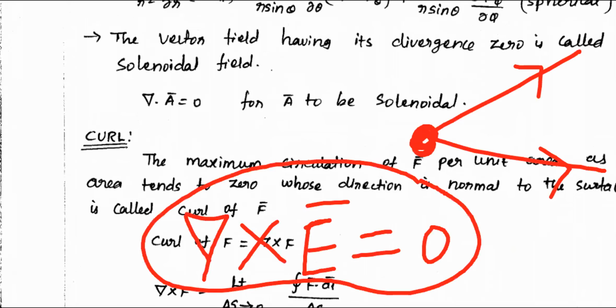Please note down very clearly: del cross E, the electric field vector, or instead of E you can put D, the electric flux density, the value is 0. What is the reason for this? The electric field goes along a linear line. It is not having rotational capability.